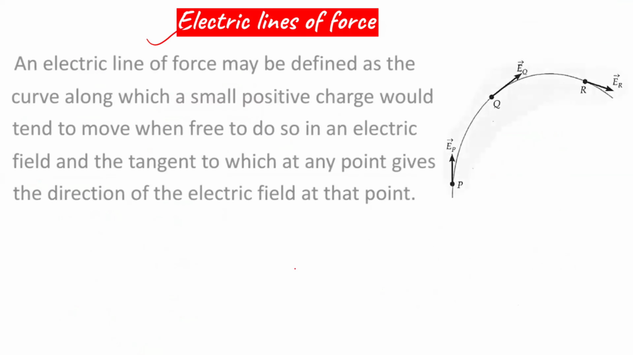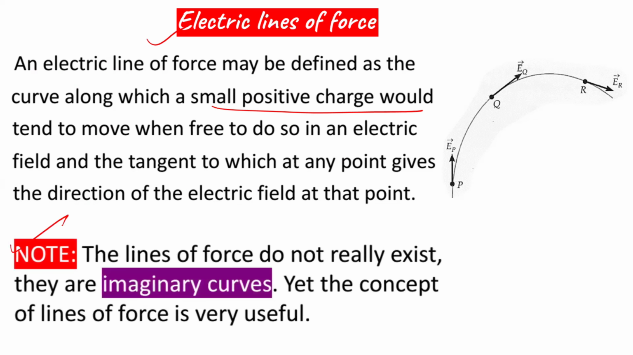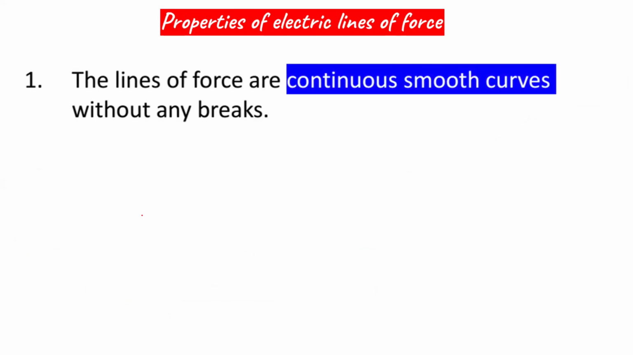Now electric lines of force. What are electric lines of force? An electric line of force may be defined as the curve along which a small positive charge would tend to move when free to do so in an electric field, and the tangent to which at any point gives the direction of the electric field at that point. Okay, so the point to be noted is that the lines of force do not really exist. They are imaginary curves, yet the concept of lines of force is useful to solve problems.